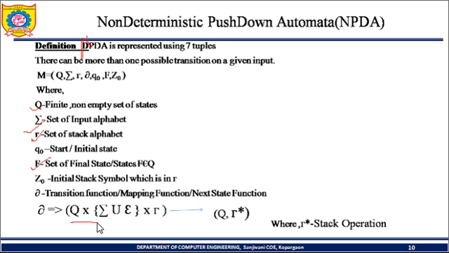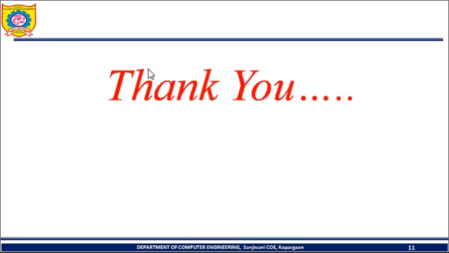Here delta is different. Current state into current input alphabet, or epsilon if we don't have the current input alphabet, into the topmost symbol of the stack, we may go to a subset of states, that is 2 raised to Q, along with the stack operation. After taking the push, pop or no operation, we will be in the next state. So this is the NPDA. So I'll stop here. Thank you.